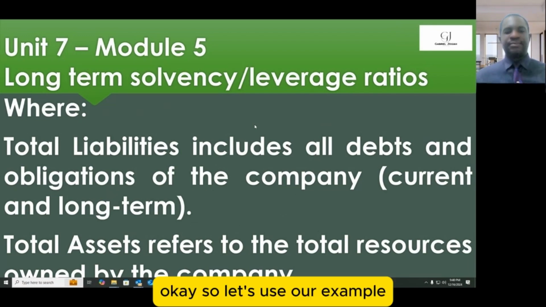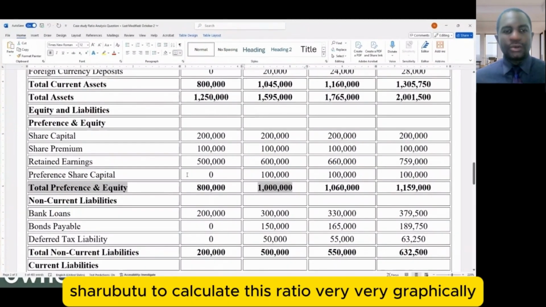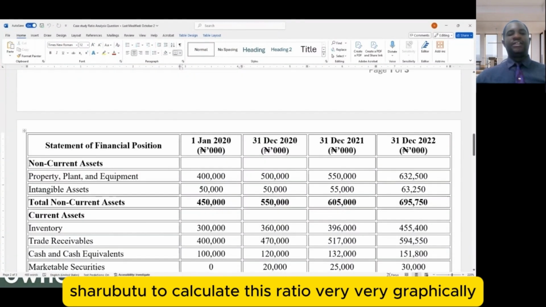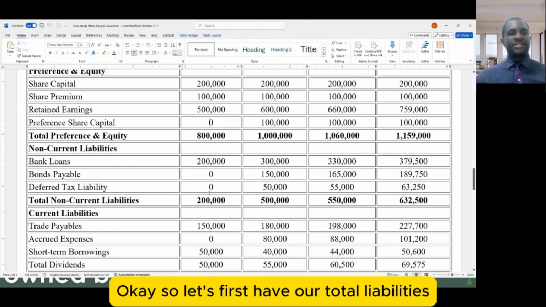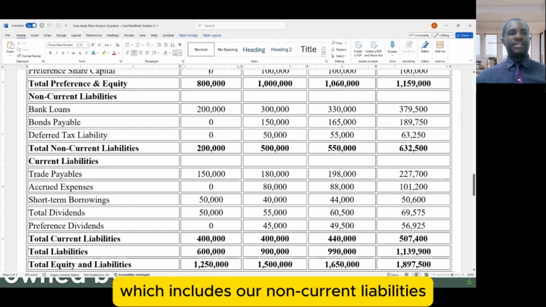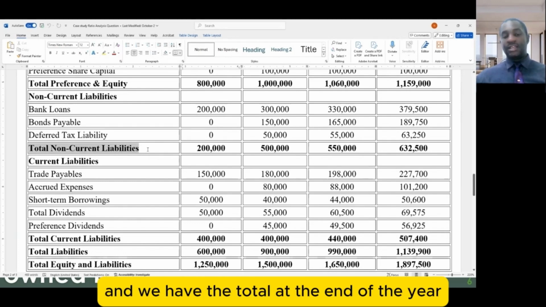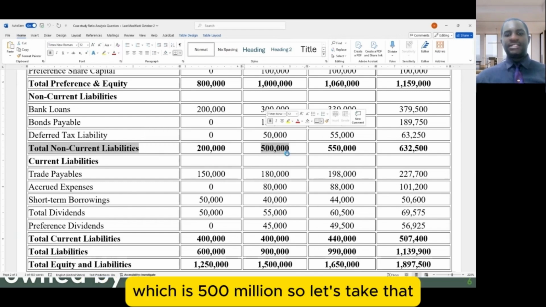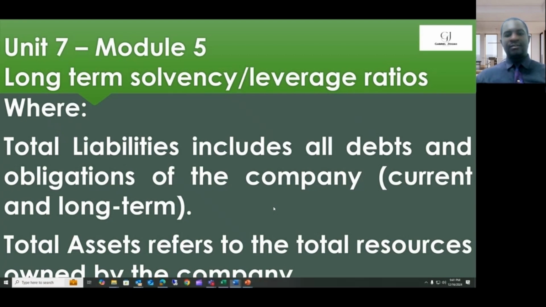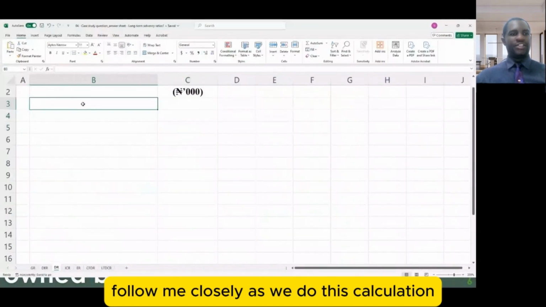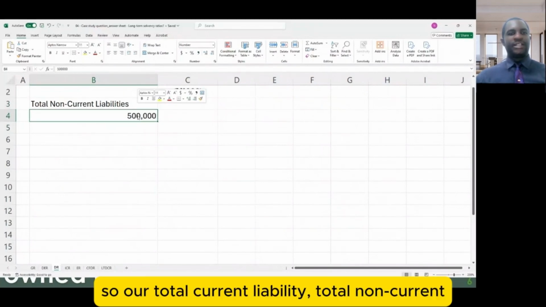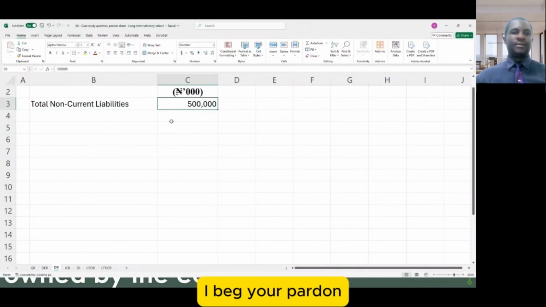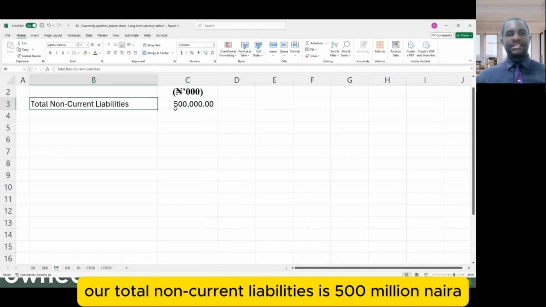Okay, so let's use our example, Sharable 2, to calculate this ratio very, very graphically. Okay, so let's first have our total liabilities, which includes our non-current liabilities, and we have the total at the end of the year. Don't forget you're picking at the end of the year, which is 500 million. So let's take that. If you have your calculator and your pen, follow me closely as we do this calculation. So our total non-current liabilities is 500 million naira.